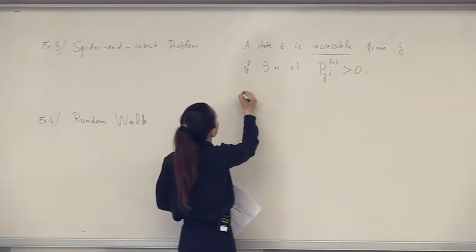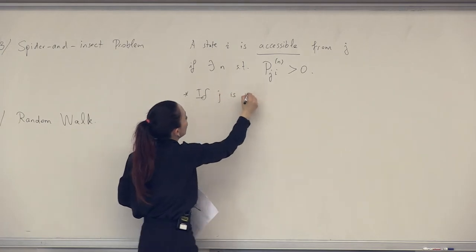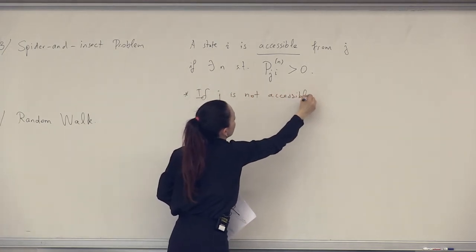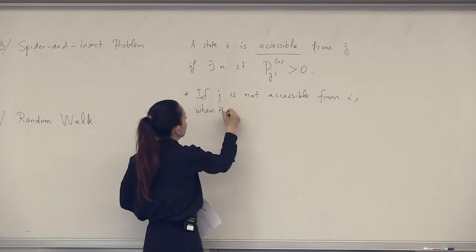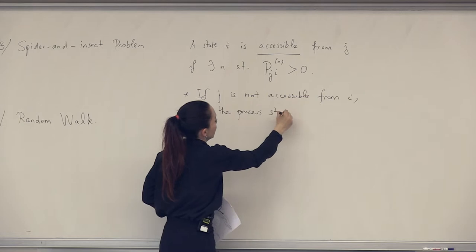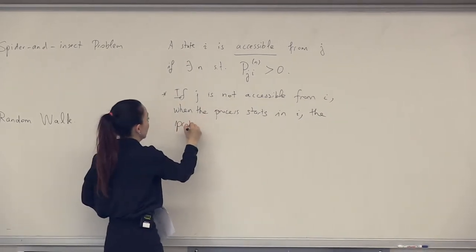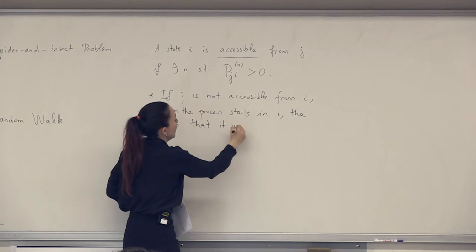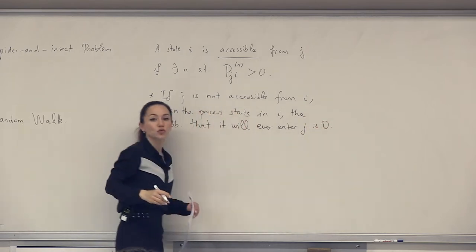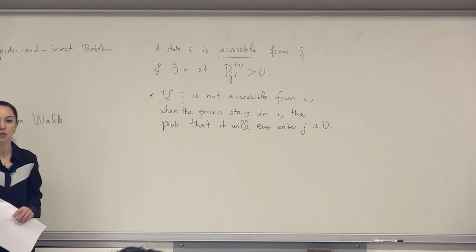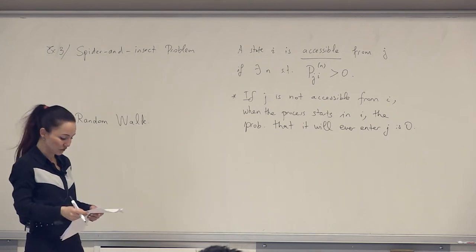Okay, so note that you can prove the following. If J is not accessible from I, when the process starts in I, the probability that it will ever enter J is zero. This is quite straightforward given the definition of accessible, but if you want, you can prove it mathematically, and there is a short argument in the lecture notes.